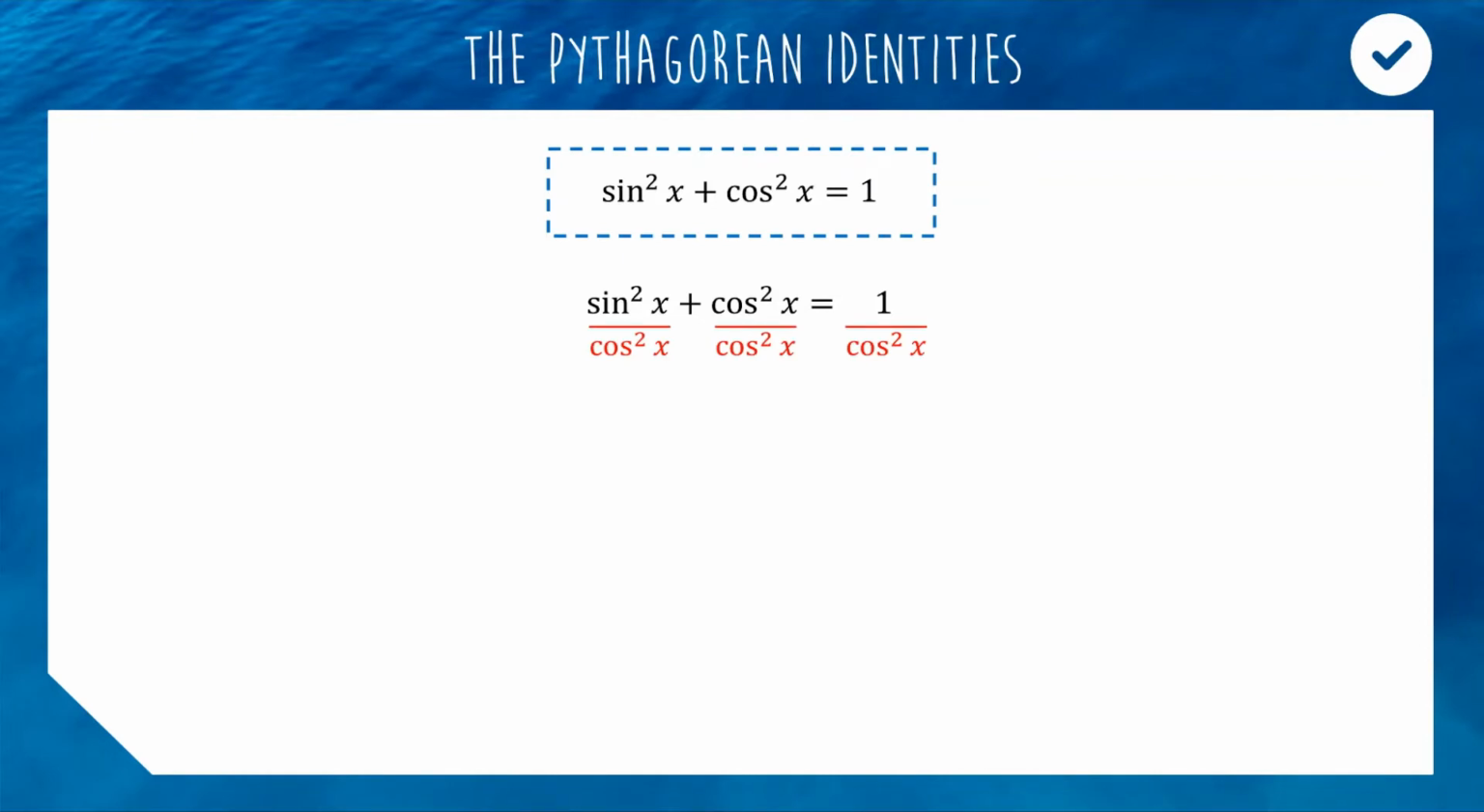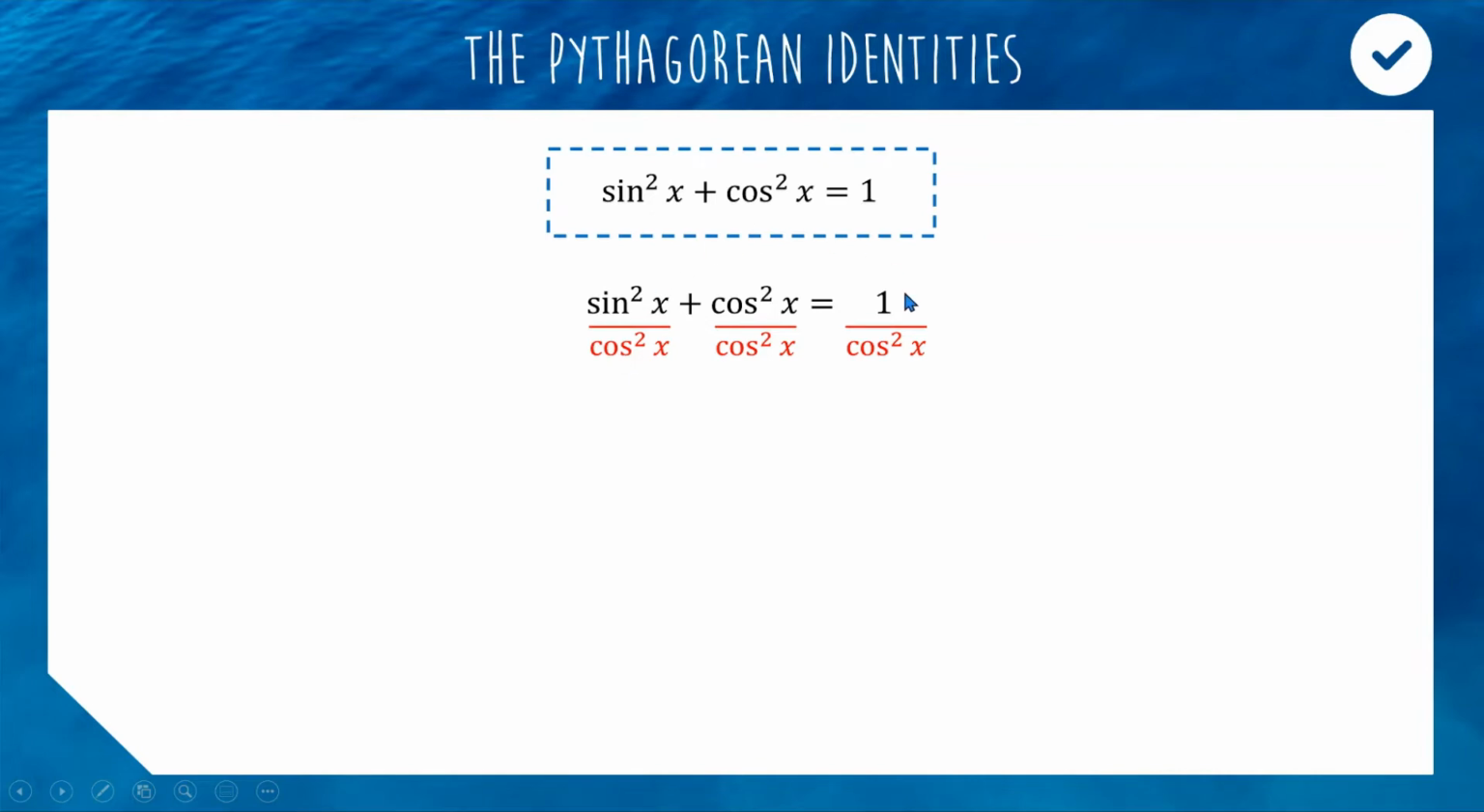Okay, how can we write this? So obviously cos squared divided by cos squared is going to be 1. What's another way of writing sine squared over cos squared? Well, remember from earlier in the video when I said that sine over cos is equal to tan. This means that sine squared over cos squared will be tan squared.